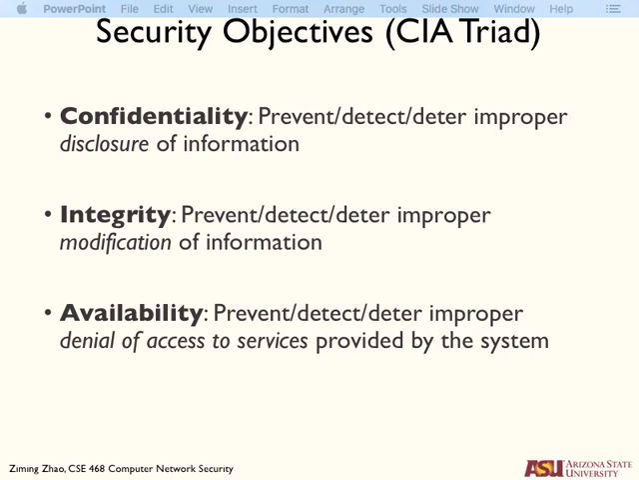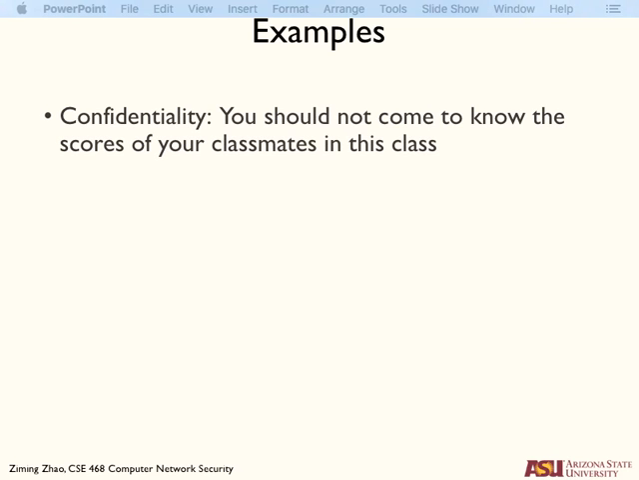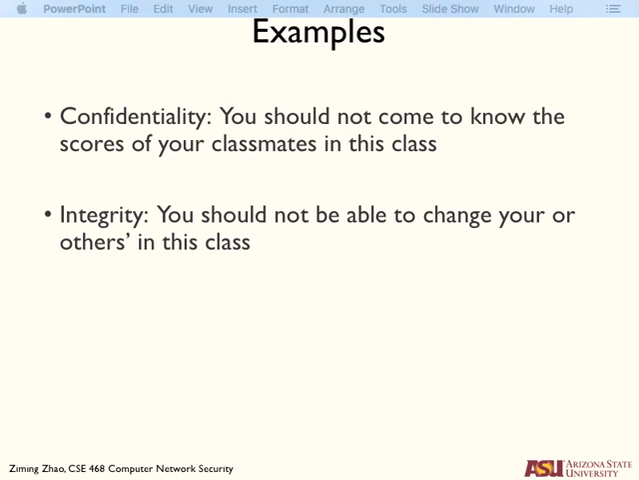So the CIA are the basic security objectives, and it has a very convenient name for you to remember. So let's see some examples. What do we mean by confidentiality, integrity, and availability? Let's say in this class, we are using Blackboard. In Blackboard, we have the grade center. You can see your grade. But you are not supposed to view your classmates' scores. If somehow you are able to do that, the confidentiality of the system is broken. And integrity means you cannot change your grade or everyone else's grade in this class. So sometimes confidentiality and integrity come together, but it's not necessary.